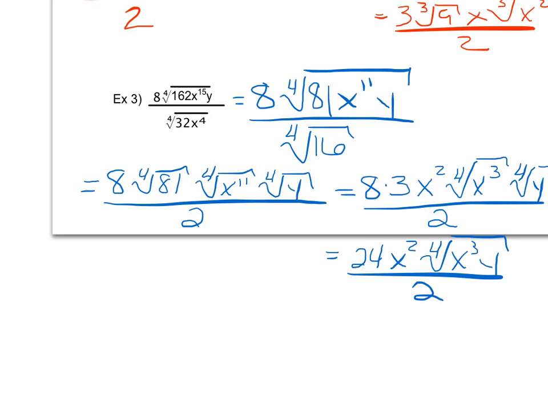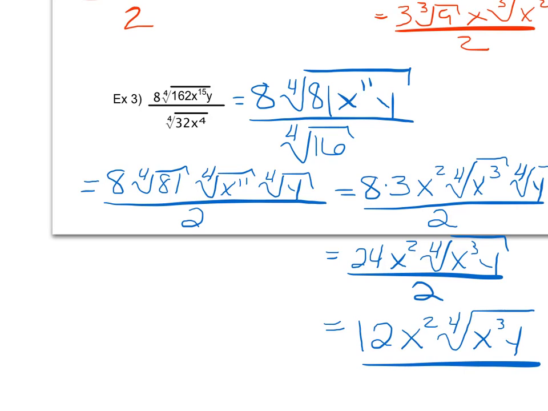Now, if you remember in the beginning, I looked at this 8 and said I couldn't reduce the 8 by anything because the only thing on the bottom was under a radical. But look at now, this 2 is no longer under a radical. And 24 and 2 can both be reduced by 2. So even though I couldn't reduce in the beginning, I have to go back and check in the end. So doing a final check in the end, I notice I can reduce top and bottom by 2, giving me 12x squared times the 4th root of x cubed y as my final answer in most reduced form.